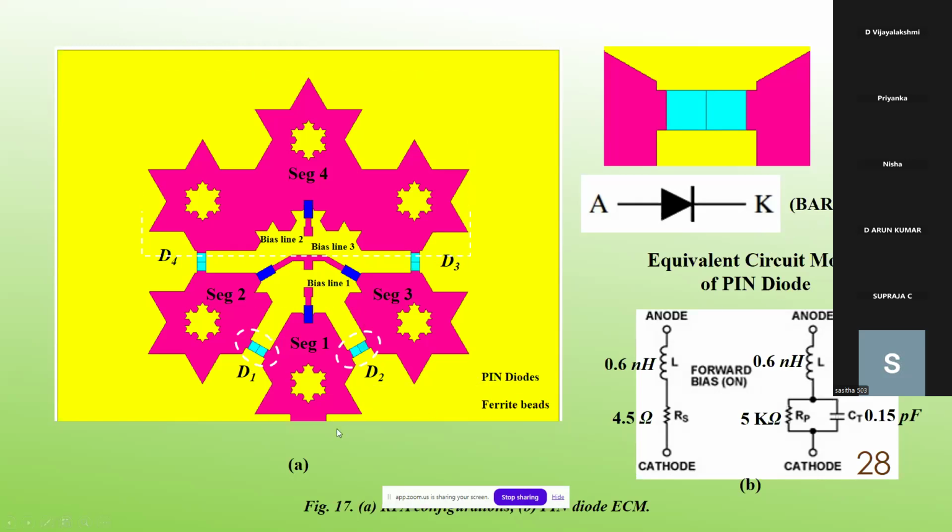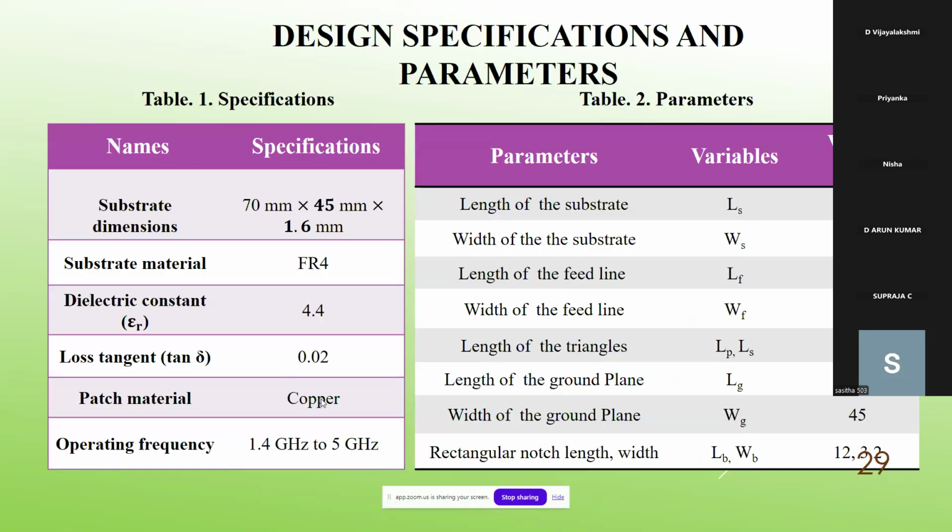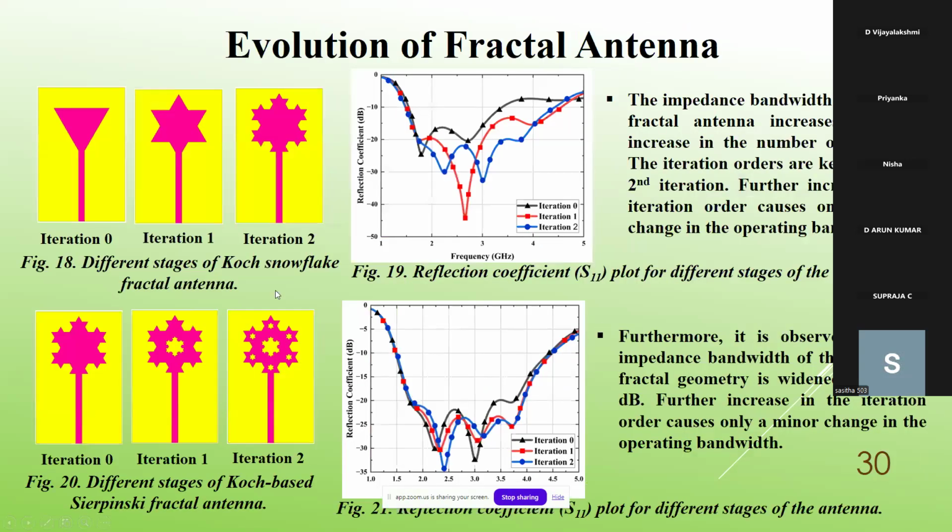And coming to the next slide, where we will get the specification. This is the basic specification for the antenna design, like substrate material, dielectric constant, the loss tangent value, and operating frequency 1.4 GHz to 5 GHz. And all those lengths and widths we have considered through parametric studies, different values are listed here. So coming to this step-by-step evaluation, which is very important, how to design it.